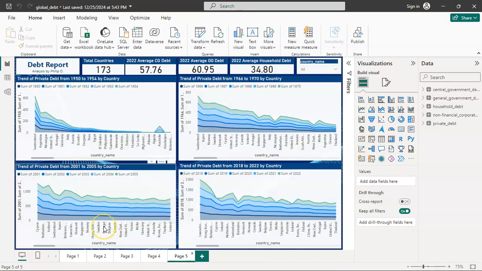So that is the report of the dashboard presenting the debt report.